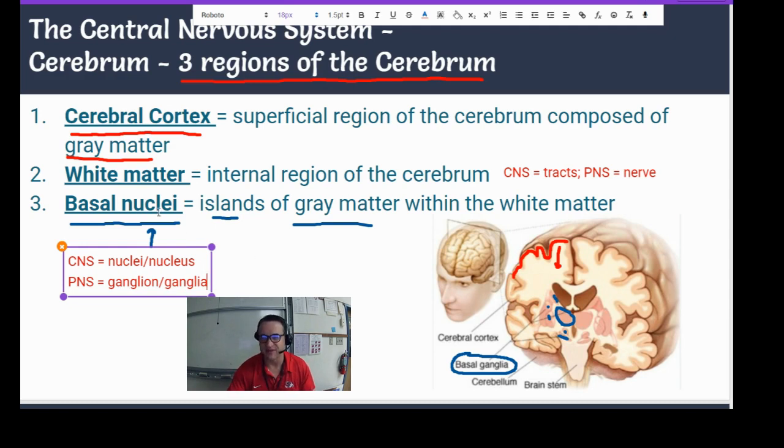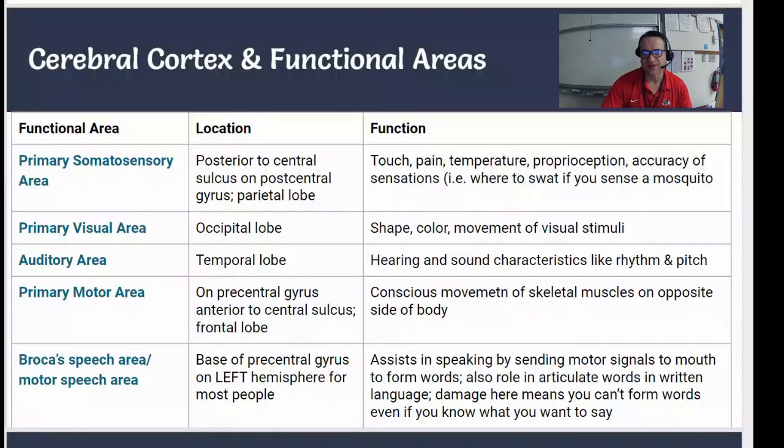So that's why this is kind of weird because they call it basal ganglia, but it shouldn't be ganglia because this is inside the brain. So it should be called basal nuclei. So if you see basal ganglia or basal nuclei, it means the same thing, but basal nuclei is a more accurate term. And now the functions of some of these regions of the cerebral cortex.